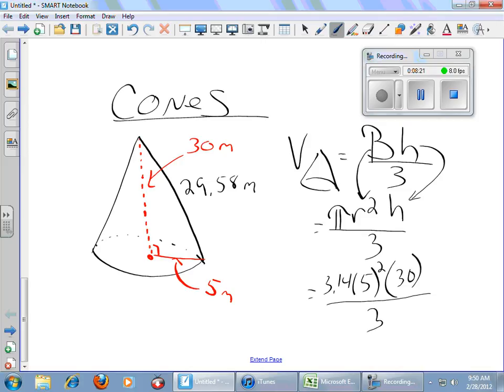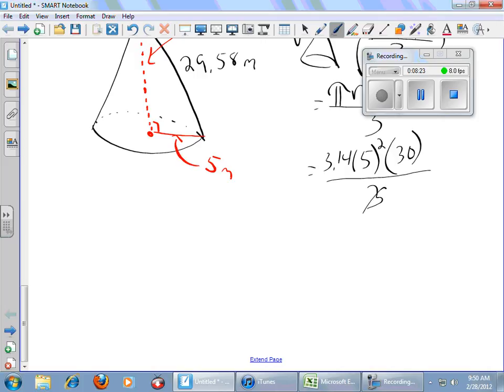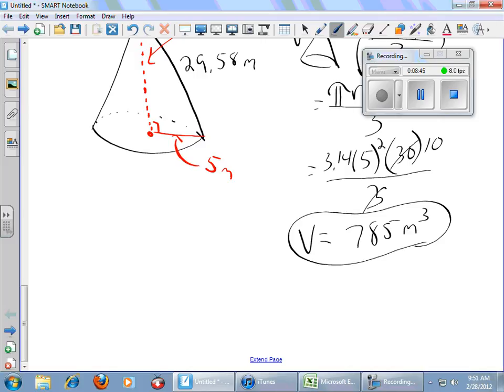Now, again, instead of dividing, I can go like that and say, well, that's 10. If you don't want to do it that way, you don't have to, but I think it makes the math a lot simpler. So 3.14 times 5 squared times 10, and it looks like the volume of this cone is going to be 785 meters cubed. 785 cubic meters. There's the volume.